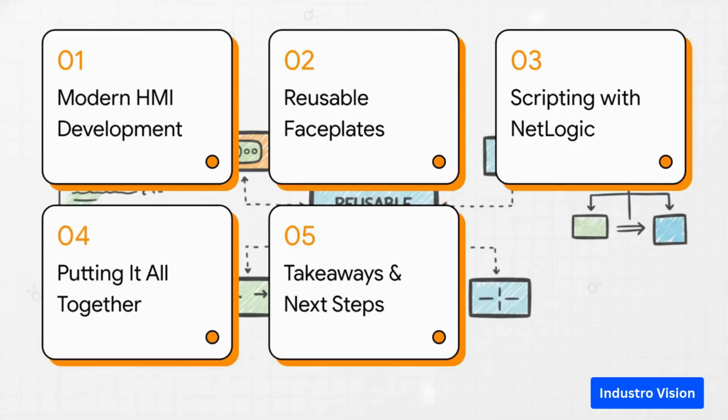Let's dive in. So, here's the game plan. First, we'll cover the why. Why modern HMI development is such a game changer. Then we get to the fun part. We'll build the visual component, the faceplate. After that, we'll add the C# scripting to make it smart. Then we'll wire it all together, and finally, we'll wrap up with the key takeaways you can start using on your own projects, like tomorrow.